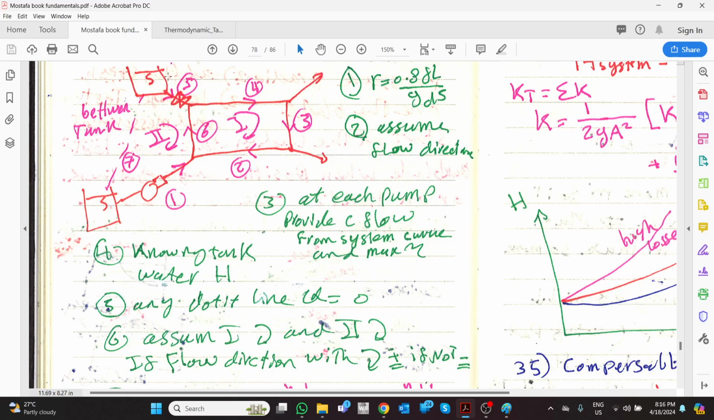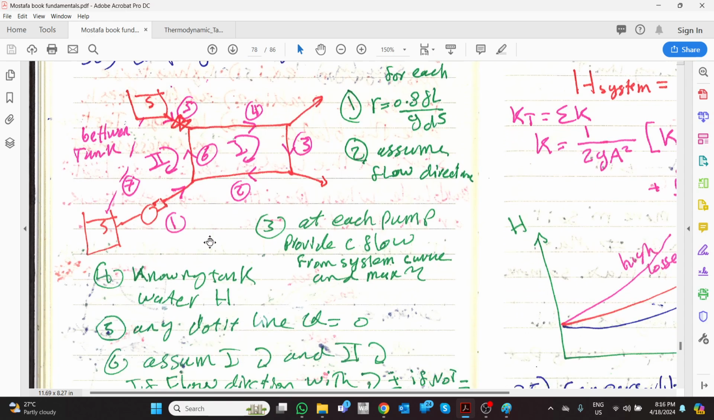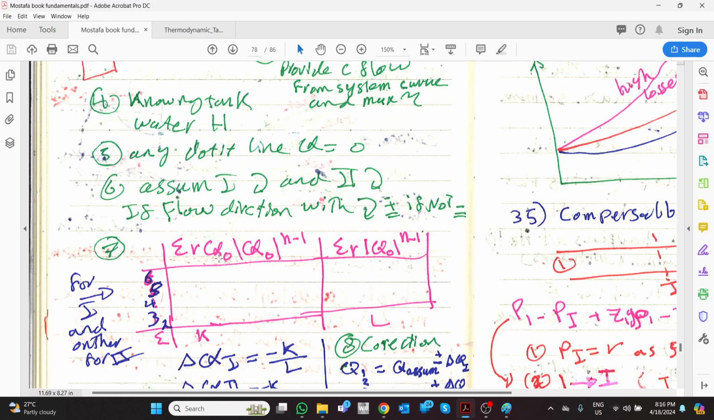Between tanks, make one dummy line with zero flow, and you need to assume a rotation. Okay, say the rotation is always like this. If the flow is with the rotation, it is positive. If the flow is against the rotation, it is negative. Okay, simple. Then you calculate Q naught, which means the first trial.